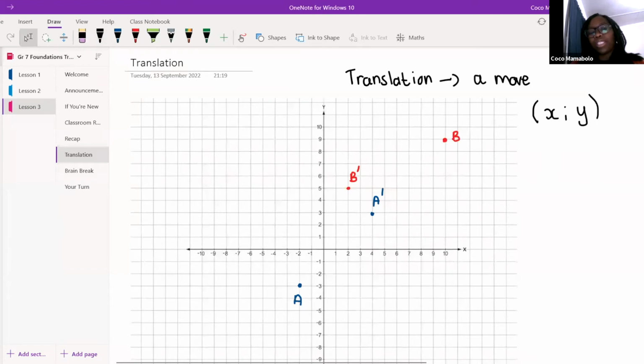Just pop a yes in the chat. I want to see how many people agree with me. Tawan says, yep. Not even yes. He says, yep. Excellent. All right, good. We all agree. Right. Now, I want you guys to give me the coordinates of A, please. Give me the coordinates of A in the chat.